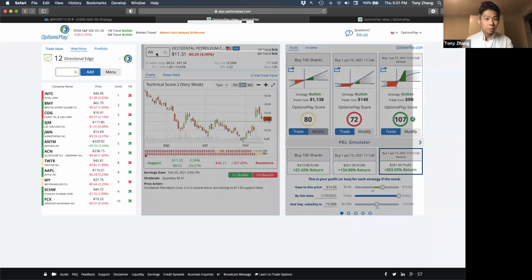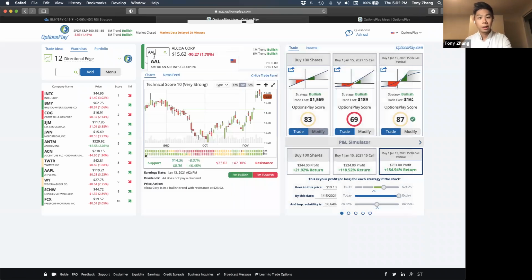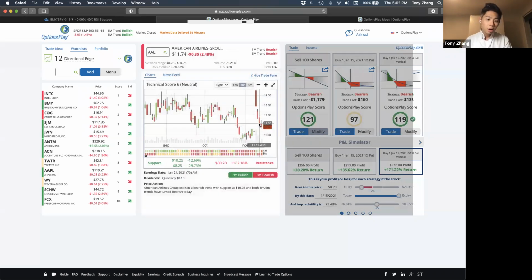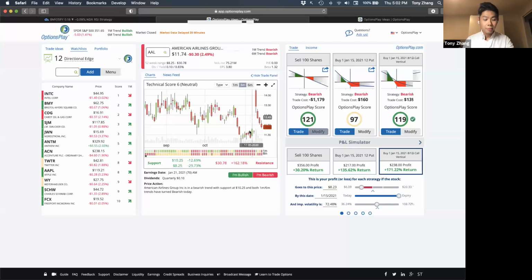AAL, whoops, that's Alcoa. AAL, American Airlines. Similar type thing. Notice how you had that huge vaccine news breakout here, but it has now resumed back into its bearish trend. So neutral stock from a relative strength perspective, 1 month and 6 month trend is bearish. I think that you're more likely to see this continue to fade here.